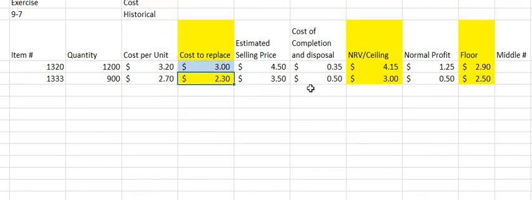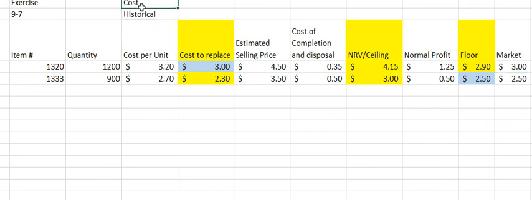When I look at my replacement cost here, I see that it's lower than the ceiling and also lower than the floor. So we want that middle number, and we'll take the floor as our middle number, which is our market number. And so we'll have a $3 market over here and a $2.50 cost per unit as our market number. Now we have our market number, middle number, or market. Those are the same thing.